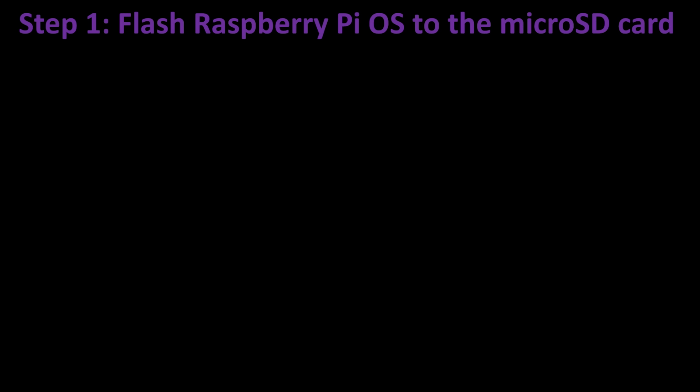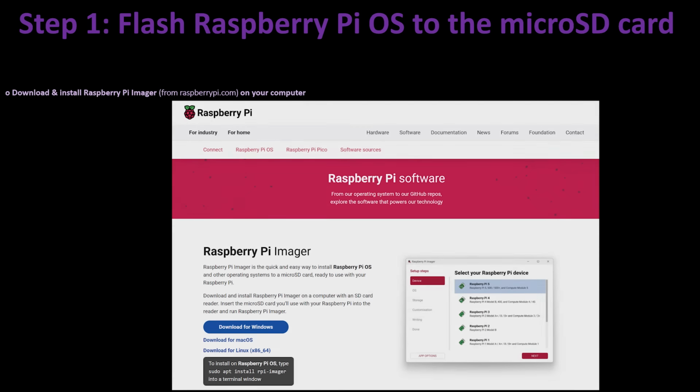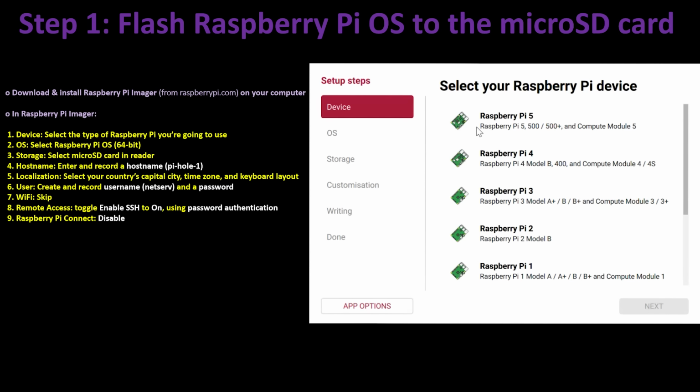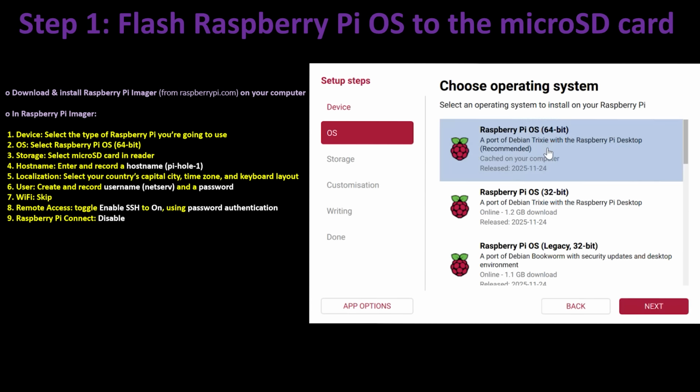Step 1 is to flash Raspberry Pi OS to the micro SD card. To do this, you'll need to download and install the Raspberry Pi Imager from raspberrypi.com on your computer. You can follow the link on the worksheet. Once installed, launch the Raspberry Pi Imager. It's a guided process, and the first prompt is Device. Here you select the type of Raspberry Pi you're going to use. Next is OS, where you'll select Raspberry Pi OS 64-bit. Next is Storage. You'll need an SD card in the reader and the reader attached to your computer. You will select the micro SD card.